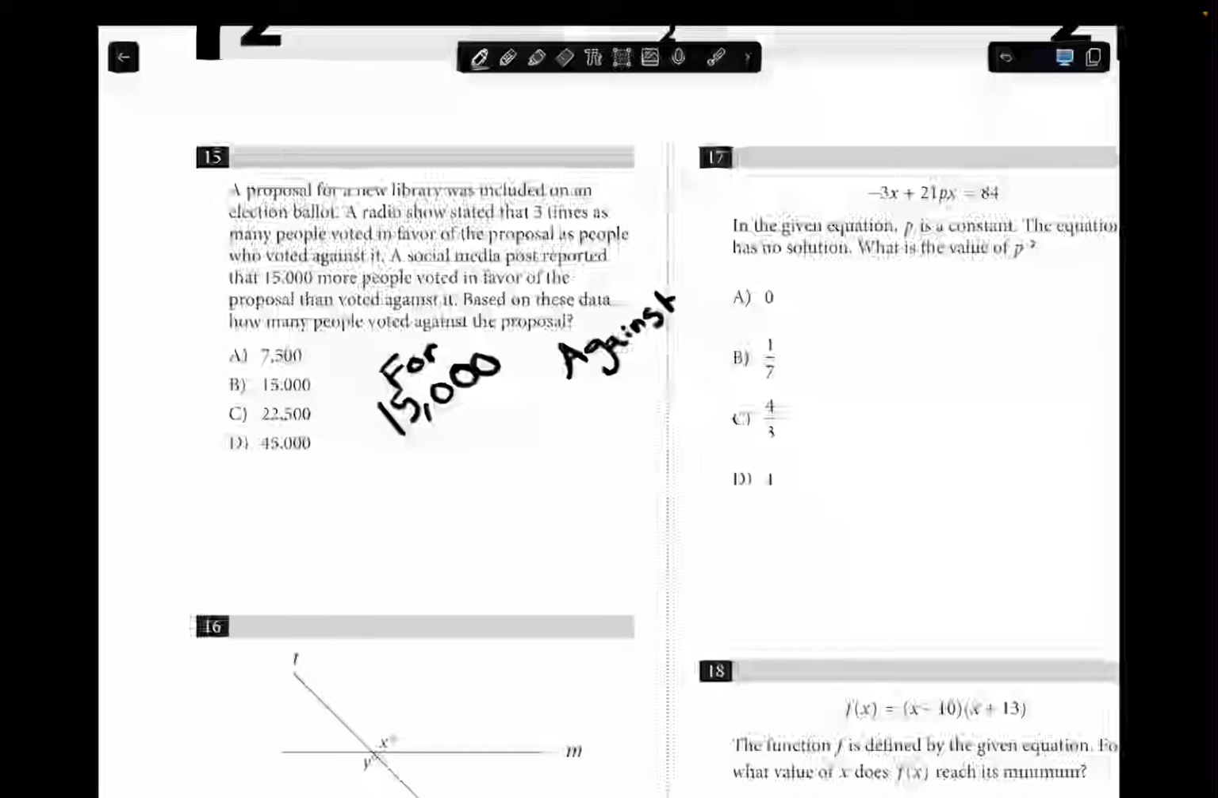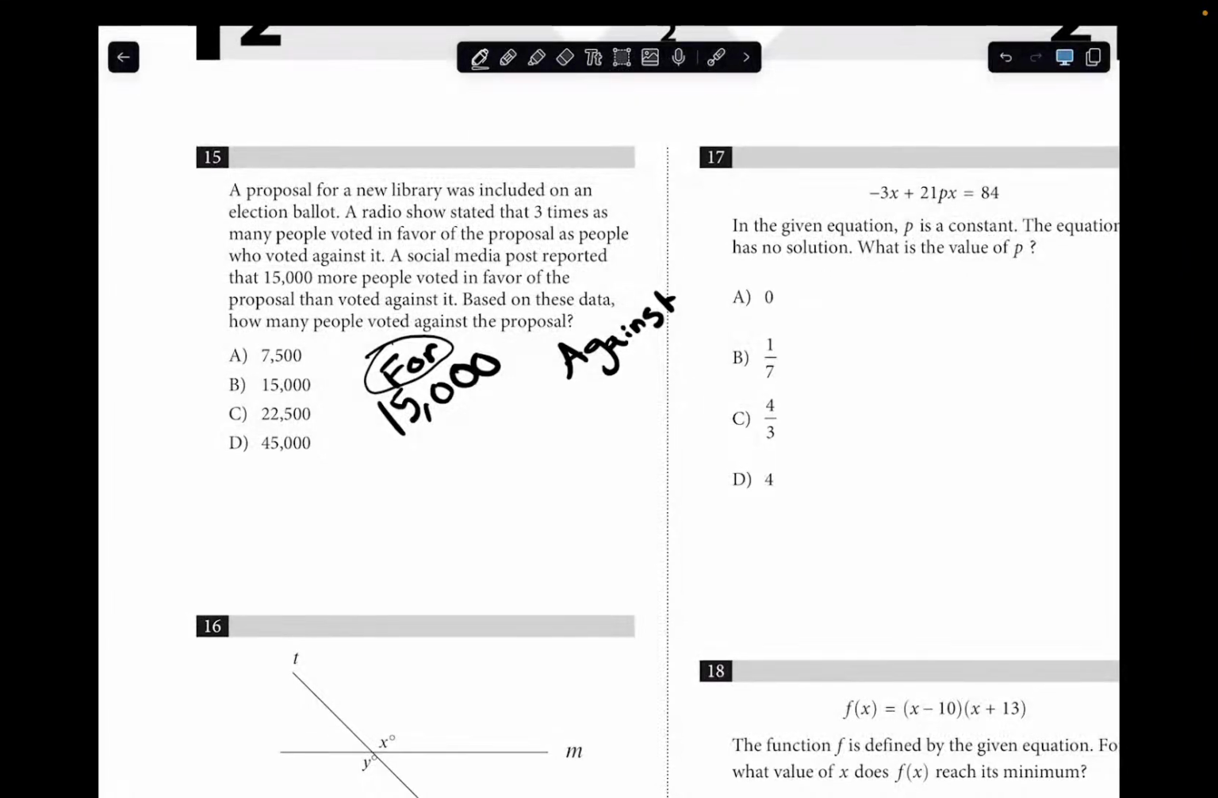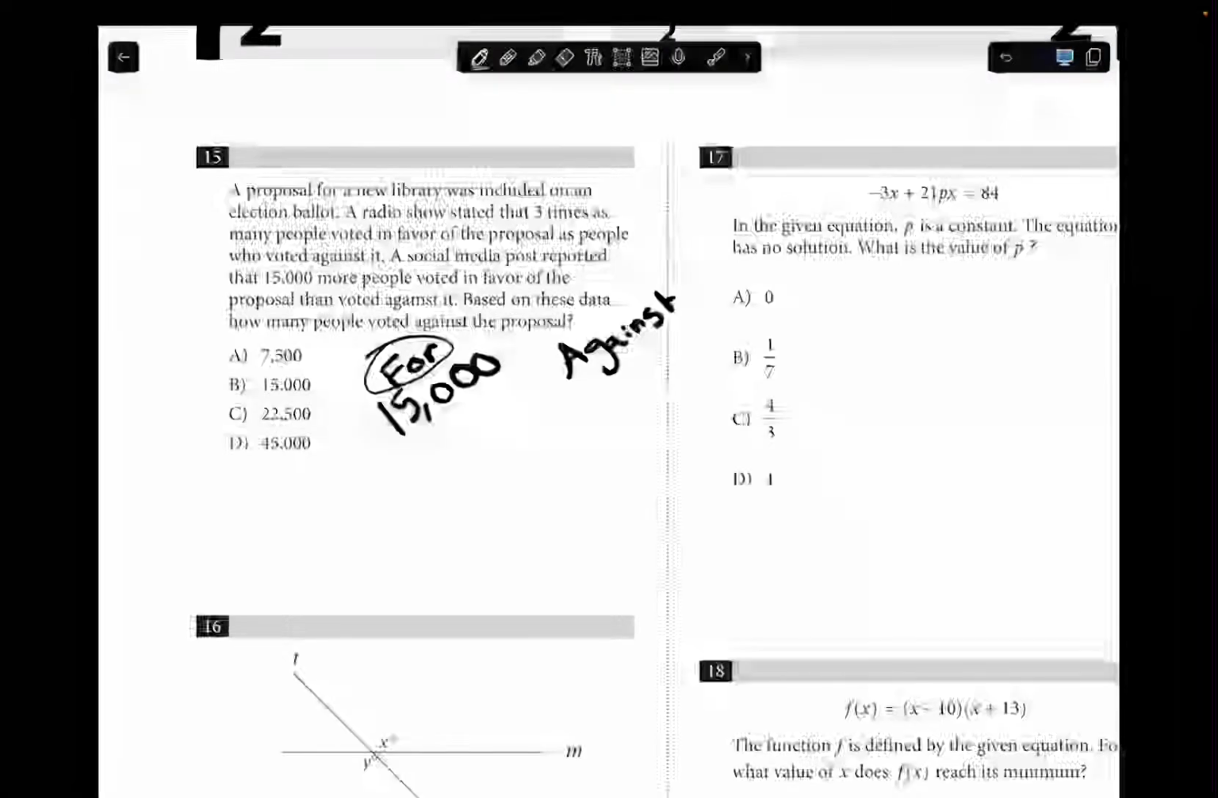So this is favor, right? They said 15,000 more people voted in favor than against it. Wouldn't it be 15,000 divided by 3? Because the answer should be 7,500. Because you're doing 7,500 times 3, and then 7,500 plus 15,000. Right, yes, that's right. Because you need to take the total number of people who voted, right?